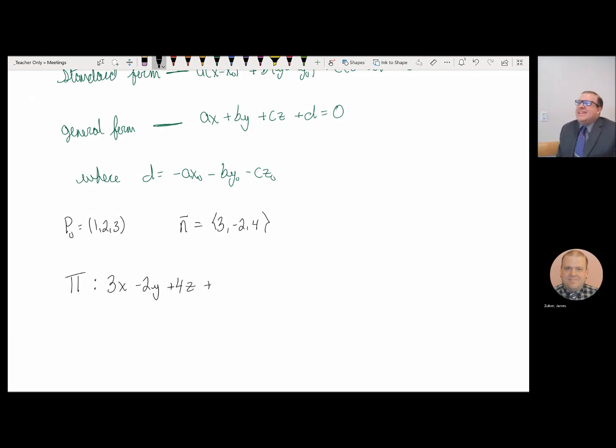To find d, it's negative a times x naught. 3 times 1 is 3, so negative 3. Minus b y naught. Negative 2 times 2, negative 4. So now we have negative 3 plus 4 is 1. Minus 4 times 3. 1 minus 12. Minus 11.